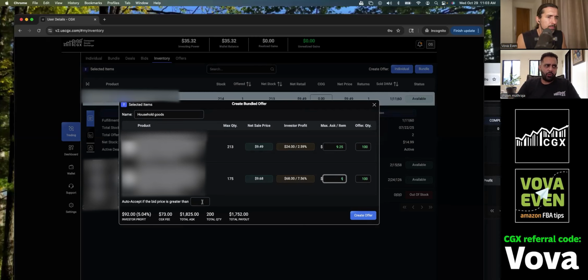Now I'm going to set my rules and I'm going to say anybody who gives me 1,800 or more, which is 25 less than the total ask, take it. Now this is a bundle, and the difference between this and the individual is this is for sellers who want to get a large amount of cash by bundling some of maybe their faster moving items with some of their slower moving items, and they want to create a massive bundle here. In this particular case, they want 1,800 bucks at least.